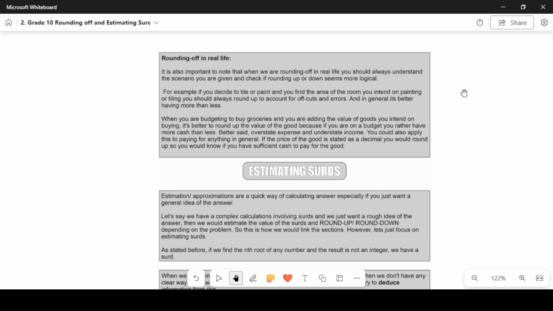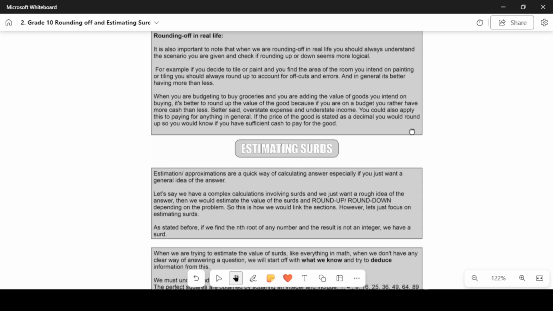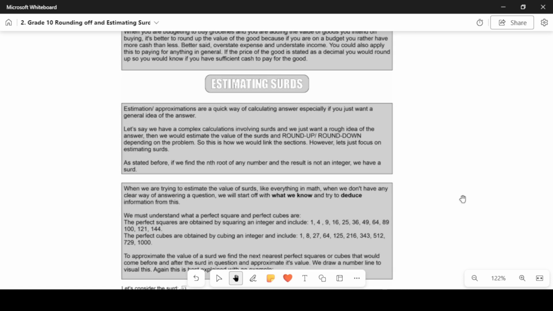I say overstate expenses, understate income. That's what we say. And you can also apply this to paying for anything in general. If the price of a good is stated as a decimal, you would round up so you would know if you have sufficient cash to pay for the good. Right? So that's just a general rule and some of the examples where we'll actually use rounding off in the real world. Okay, so now let's move on to estimating surds.